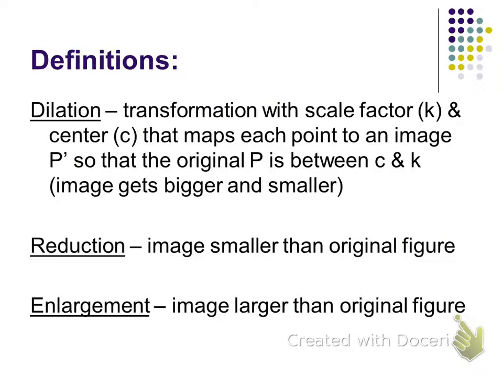All right, our vocab for today is all in your guided notes, so we don't have a separate vocab sheet. A dilation is a transformation with scale factor K and center C that maps each point P to an image P prime so that the original point P is between the center and K. So the image gets bigger and smaller. That's the important thing to know, bigger and smaller. We'll worry about the scale factor and the center and P prime and all that when we do examples.